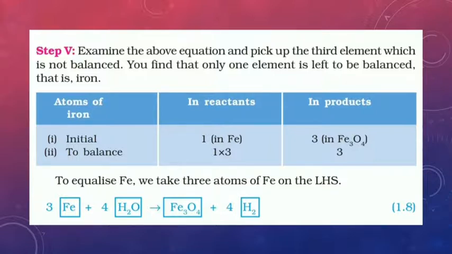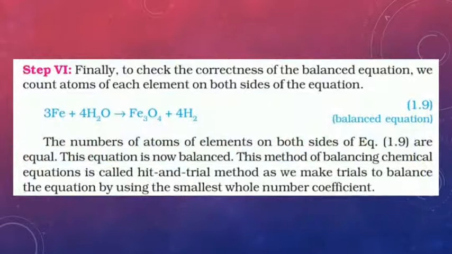Now the following equation has an equal number of atoms of all elements on both the sides, and so it is a balanced equation. Step 6. Finally, to check the correctness of the balanced equation, we count atoms of each element on both the sides of the equation. 3Fe plus 4H2O gives Fe3O4 plus 4H2. The number of atoms of elements on both the sides of the equation are equal. This equation is now balanced. The method of balancing a chemical equation is called the hit and trial method, as we can make trials to balance the equation by using the smallest whole number coefficient.